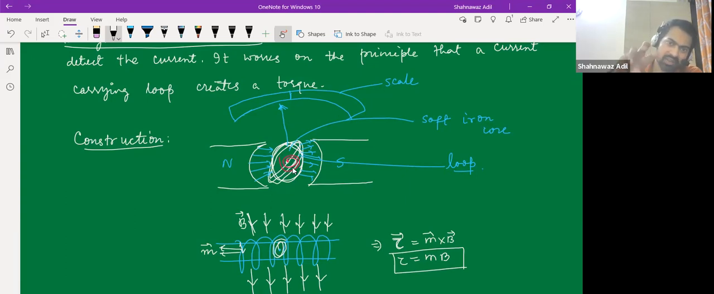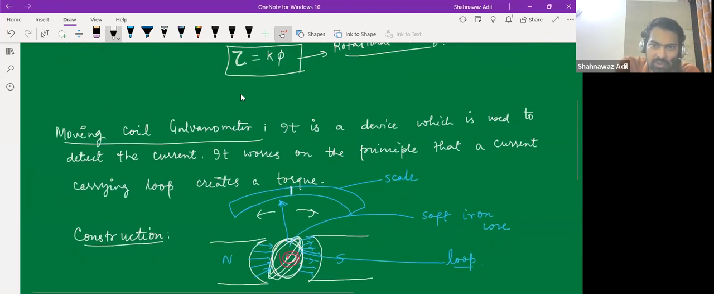If the direction of the current is opposite, the coil will move in the other direction, so it will deflect in the other direction. If the direction is this side, it will deflect in this direction. This is the zero point, zero deflection. So this is the working of the moving coil galvanometer. Is this part clear to you guys?